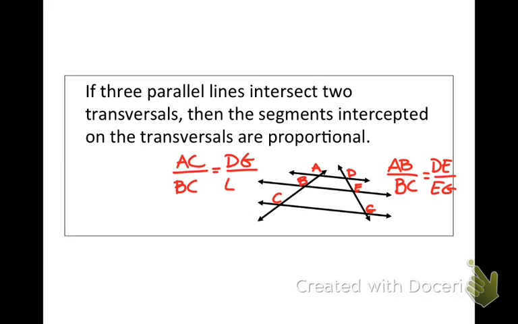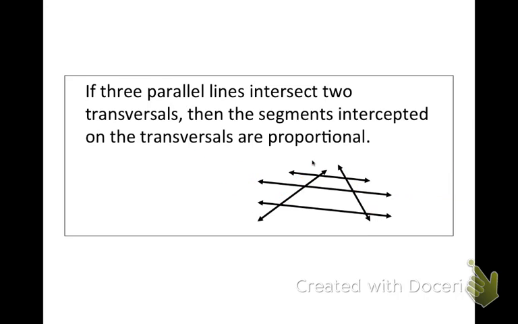DG over EG is correct. AC is the whole thing, right? Yeah, so DG is the whole thing. BC is the bottom division, so that means EG is the bottom division. Good. All right, so let's go ahead and do this next example.